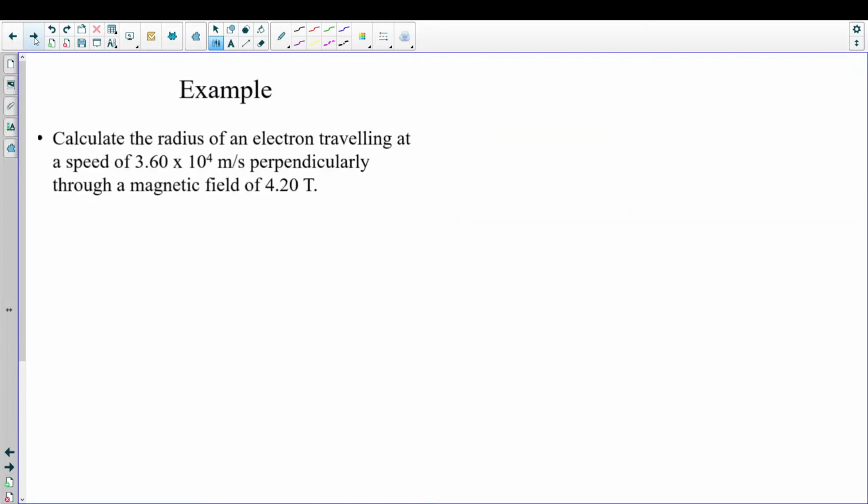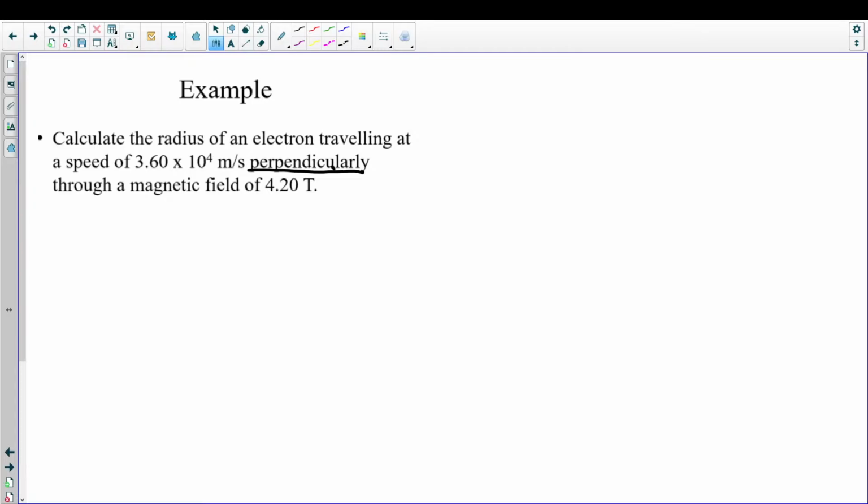Of course, a very typical problem would be something like this: calculate the radius of an electron traveling at a speed of 3.60 times 10 to the 4 meters per second perpendicular to the magnetic field. The perpendicular here is actually quite important, because remember that in a magnetic field, only if the particle is moving perpendicular to the magnetic field will it experience a force. If the particle is not moving perpendicular, it might result in some strange behaviors.